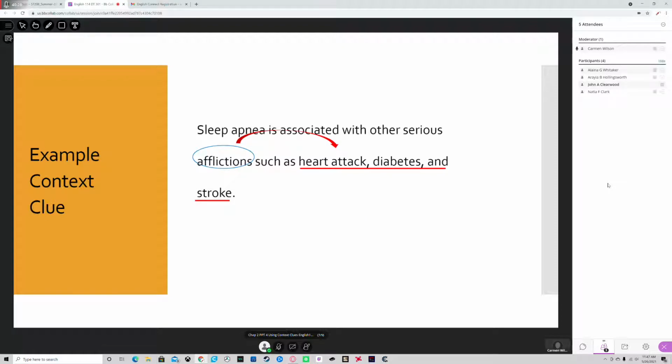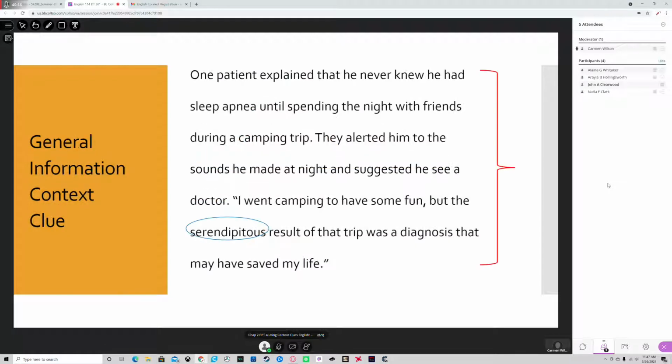An example is sometimes they give you the example of it in the paragraph. So it says sleep apnea is associated with other serious afflictions. So I said afflictions, and then they say such as, or for example, or for instance, heart attack, diabetes, and stroke. So that means these are other serious conditions, physical conditions as well, afflictions. And so they give you the examples of afflictions: heart attack, diabetes, and stroke.